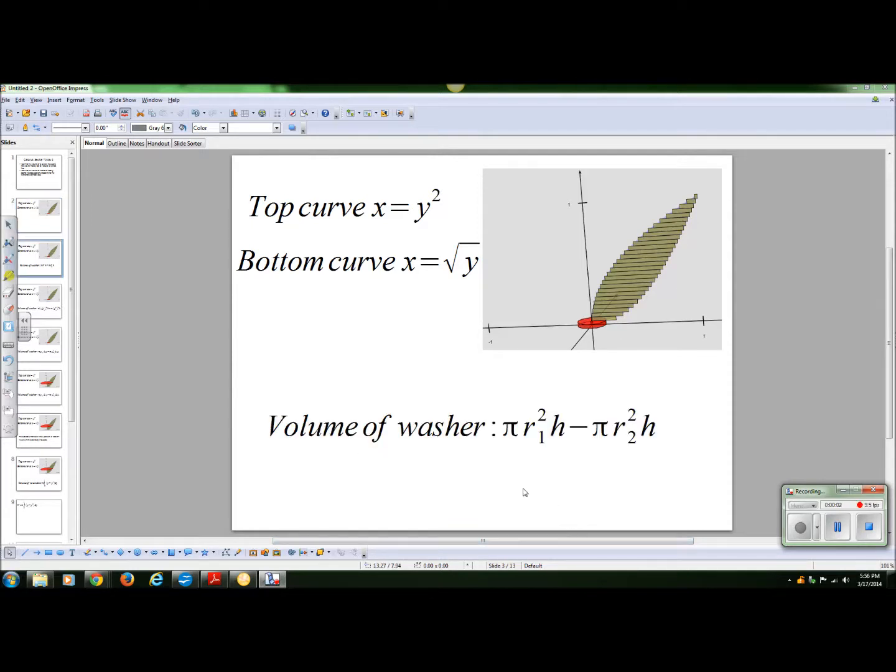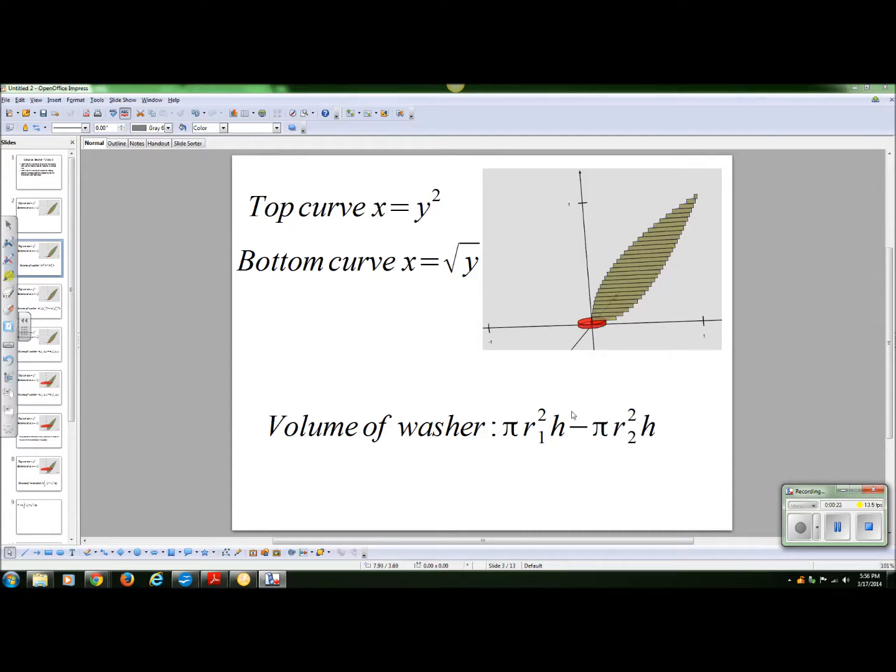So the volume of the washer is pi r1 squared h minus pi r2 squared h, where R1 is the bigger radius of the washer, going out to here, and R2 is the radius of the smaller disk that we're going to take out of the center of that washer.